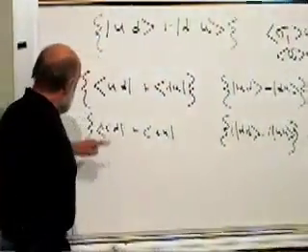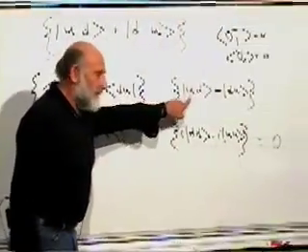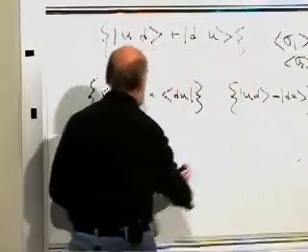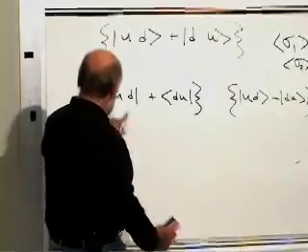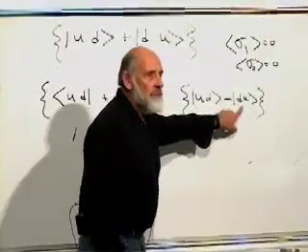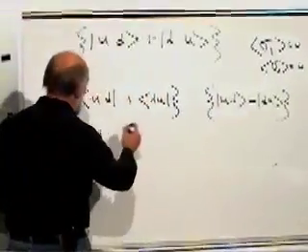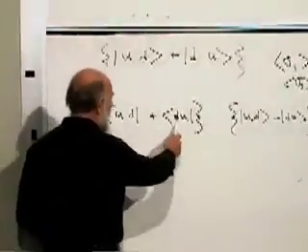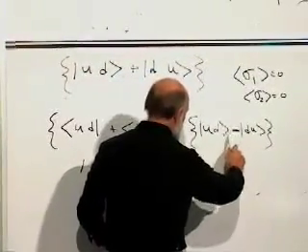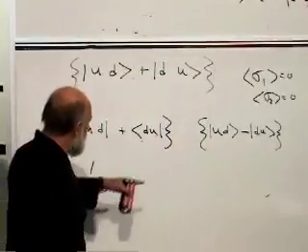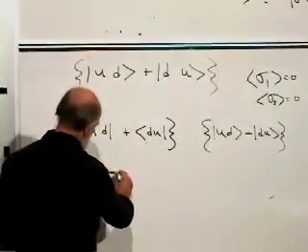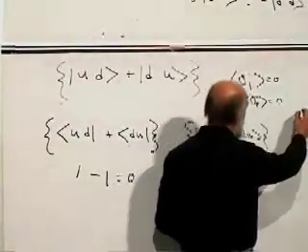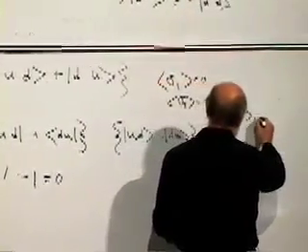Now let's look at the inner product. What's the inner product of up, down with up, down? 1. What's the inner product of up, down with down, up? They're different situations. 0. Down, up with up, down? 0. And down, up with down, up is 1, but there's a minus sign. So we found all 3 expectation values are equal to 0.